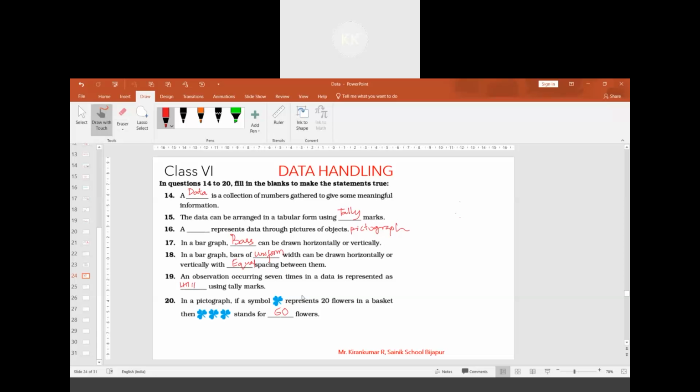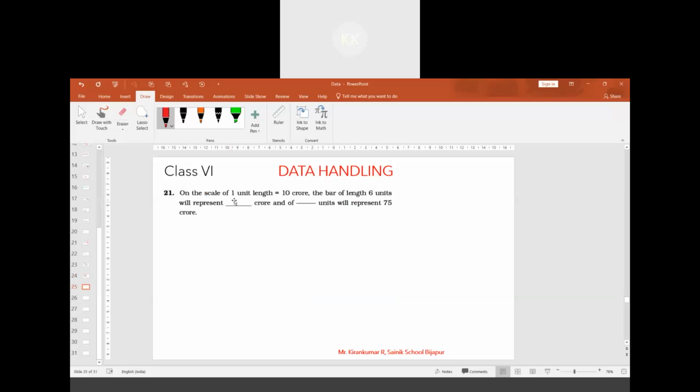Next one: on the scale of 1 unit length equal to 10 crore, the bars of length 6 units will represent 60 crore, and of dash units it represents 75 crore. That will be 7.5 units. Yes, 7.5.